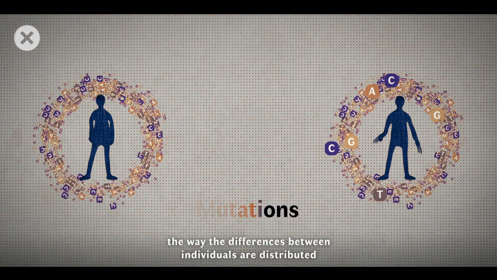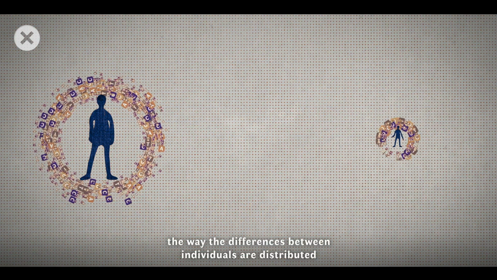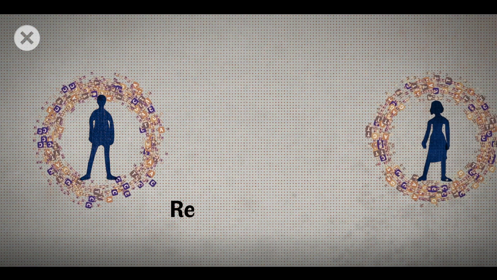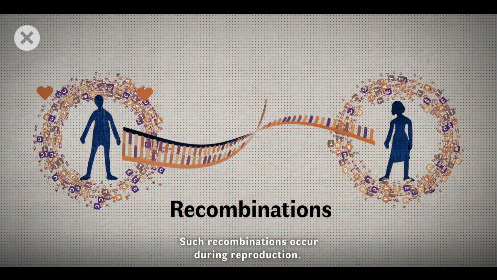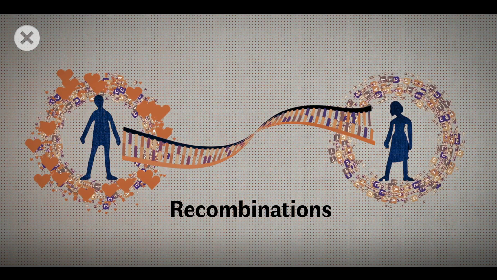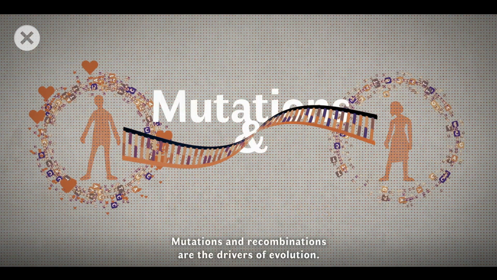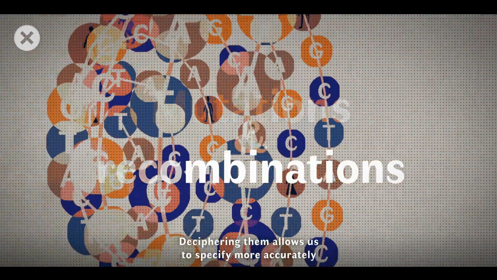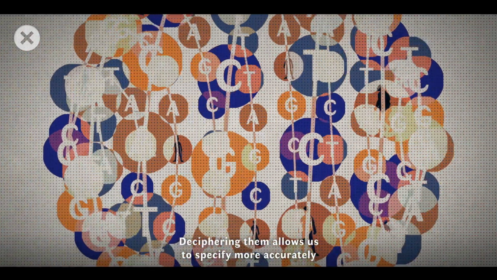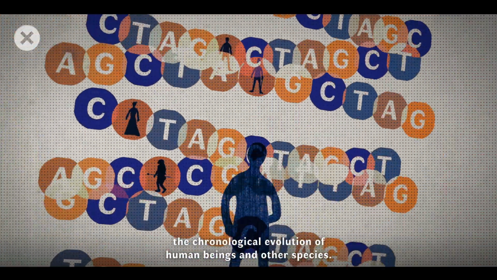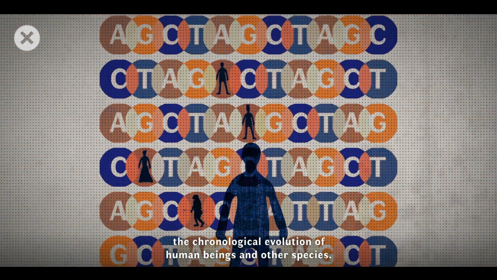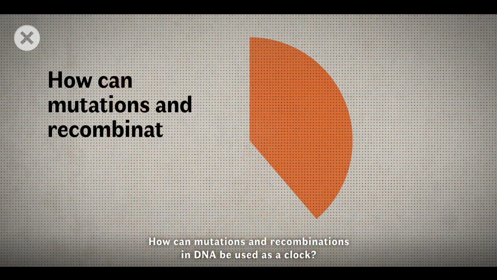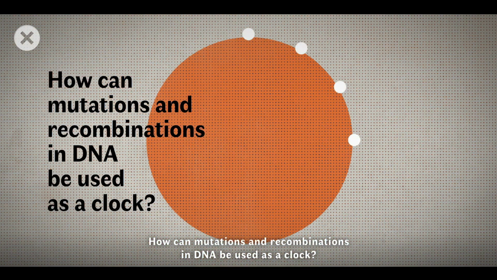However, the way the differences between individuals are distributed is also determined by new genome compositions. Such recombinations occur during reproduction. Mutations and recombinations are the drivers of evolution. Deciphering them allows us to specify more accurately the chronological evolution of human beings and other species. How can mutations and recombinations in DNA be used as a clock?